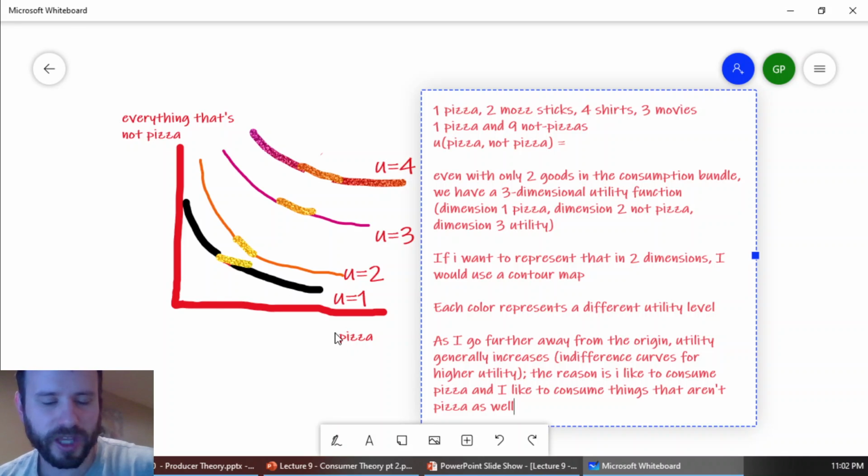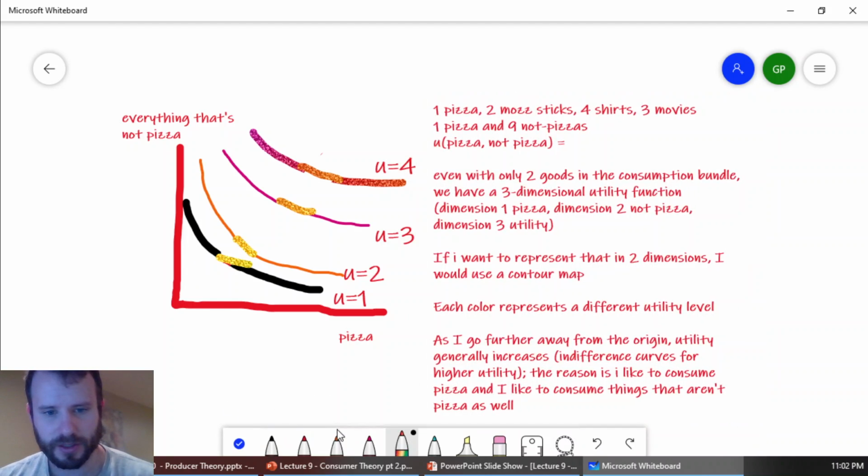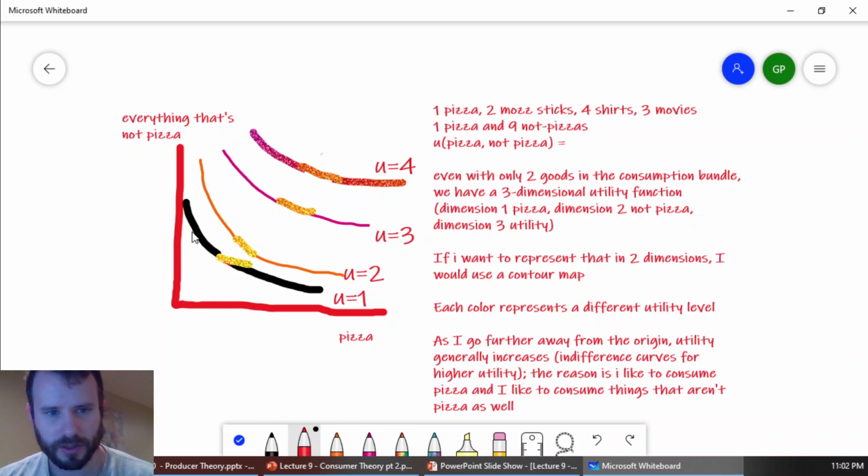All right. One other thing, the last point I want to note is that the shape of the indifference curve matters. Every point on this indifference curve is something that I'm indifferent about. So if I am at this point here or this point here, both points give me a utility of 1.